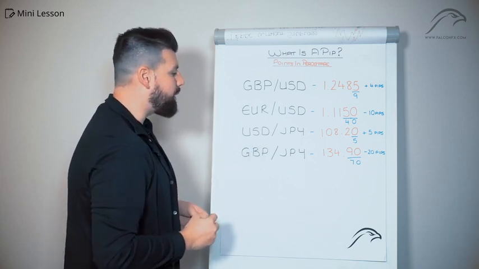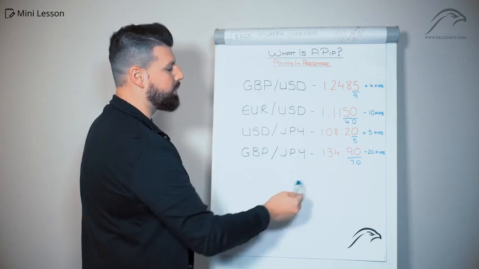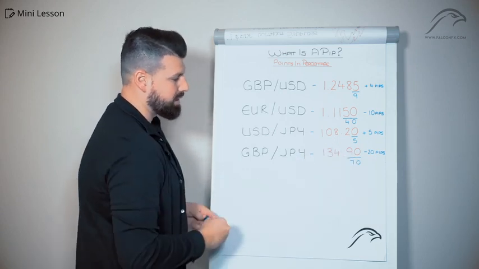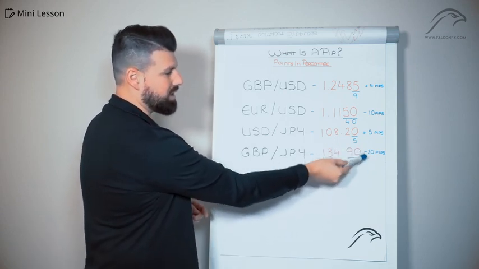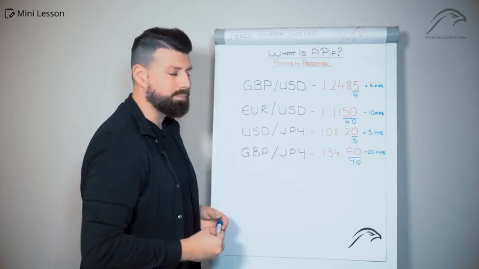Now we go to pound yen. So we've got 134.90, and then we move to 70. So we've gone from 90 to 70, and essentially, as you've probably gathered already, we've moved down 20 pips.